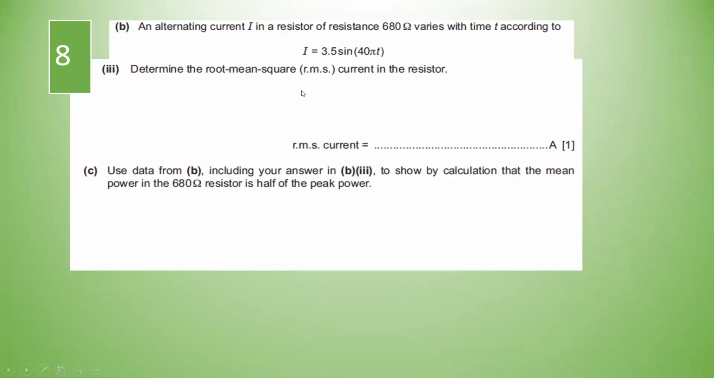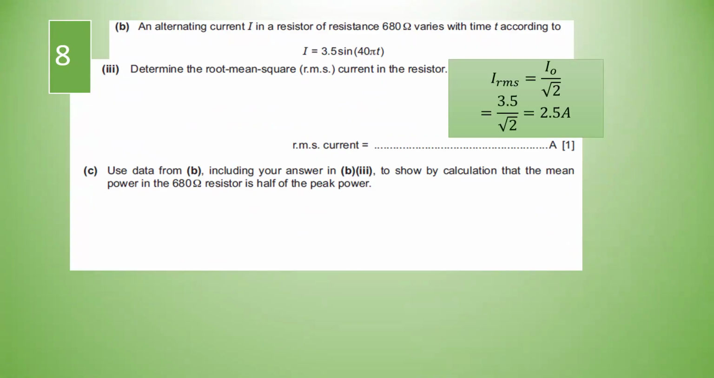Determine the root mean square current. Memory work: root mean square is I naught over root 2. 3.5 is the peak value, so divided by root 2 is 2.5 ampere. Use your data in B, including your answer in B part 3, to show by calculation that the mean power in the 680 ohm is half the peak power. So what formula to use?